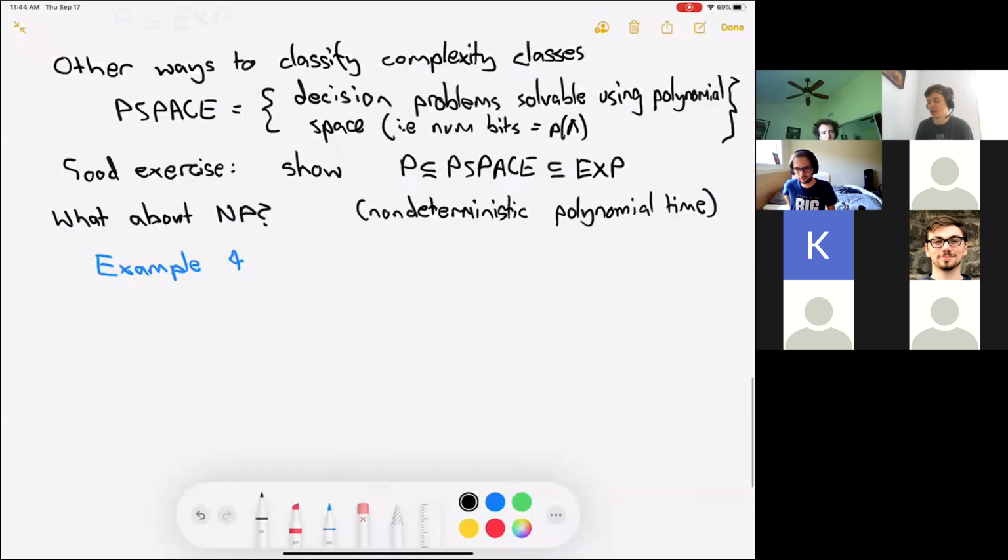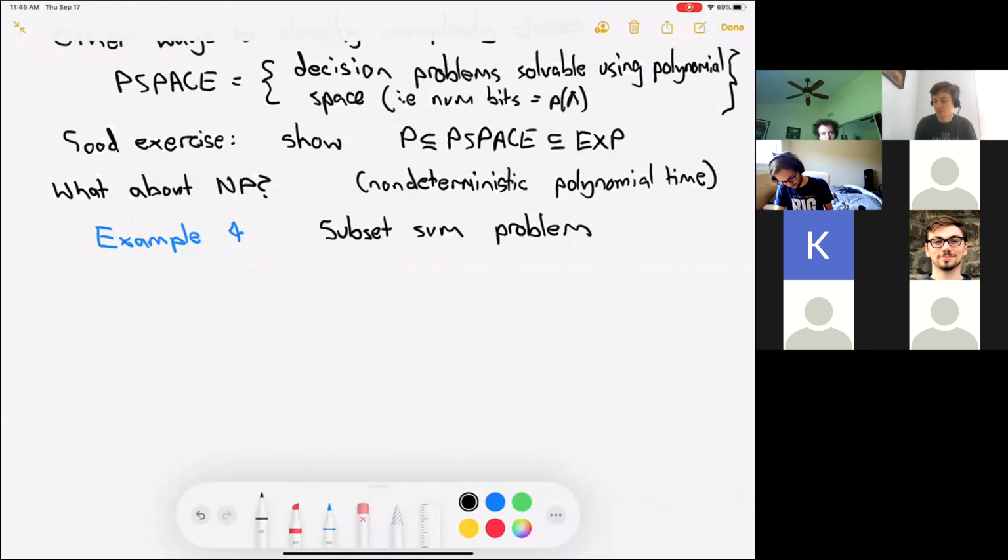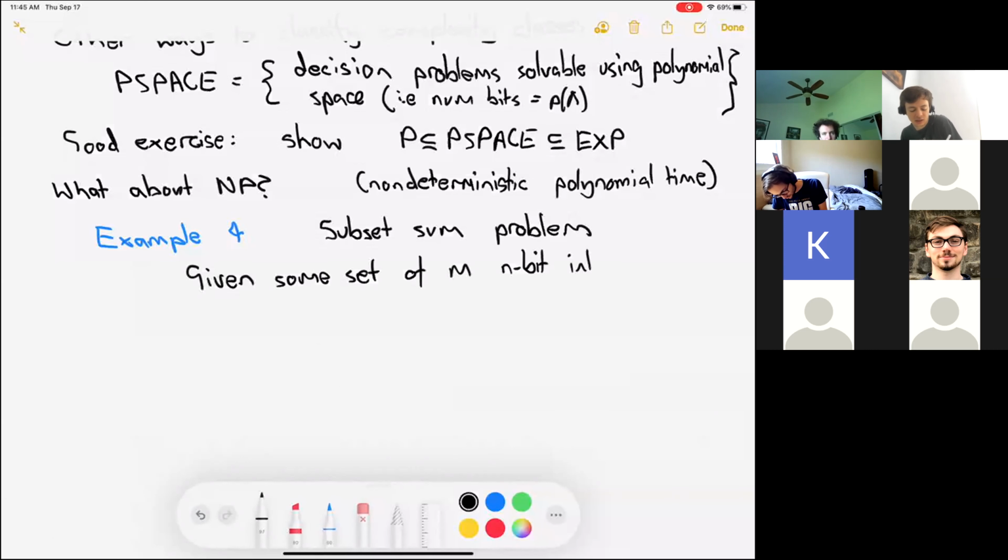Classic example of what's called an NP complete problem, which is the subset sum problem. This problem is the following. Given some set of n bit integers, input size is m times n. Each integer takes up n bits, and we have m of them.